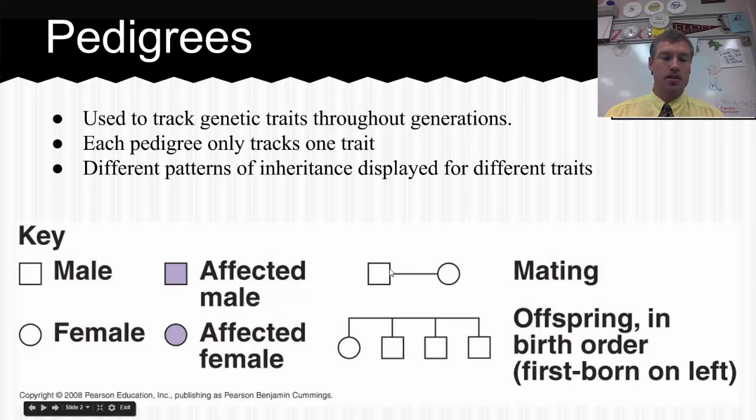If a mating occurs, then we will have a horizontal line, and then the offspring will come off of that, so there'd be a line coming down, and then these would be all of our offspring, and birth order goes from left to right, so the oldest going to the youngest.